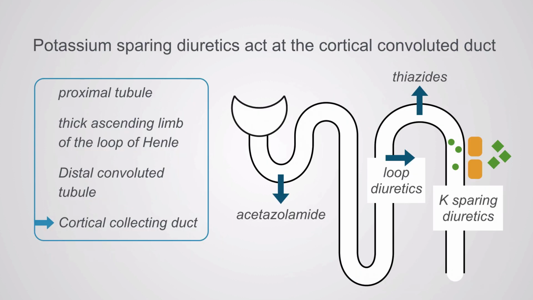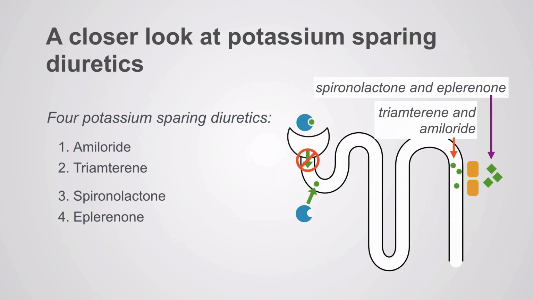Moving on to the potassium-sparing diuretics. These are active in the cortical collecting duct. There are 4 types of potassium-sparing diuretics: amiloride, triamterene, spironolactone, and eplerenone. The first two, amiloride and triamterene, are active in the tubular fluid like all the other diuretics, and because they're protein bound, they must be secreted in the proximal tubule. The last two, spironolactone and eplerenone, are the only diuretics that get to their active site via the bloodstream and do not need to go through the tubular fluid.